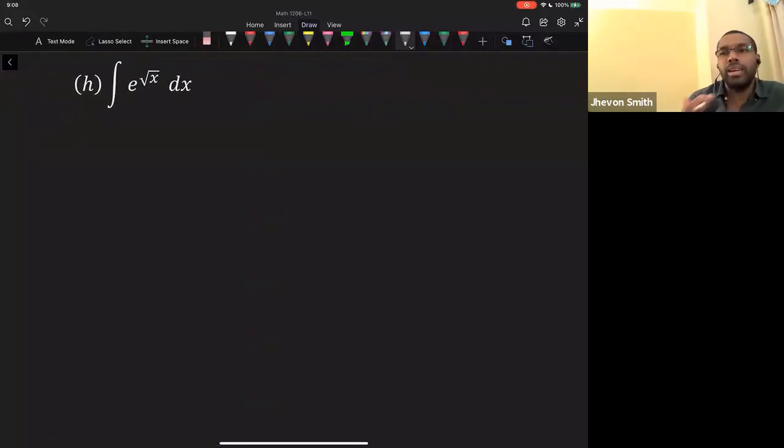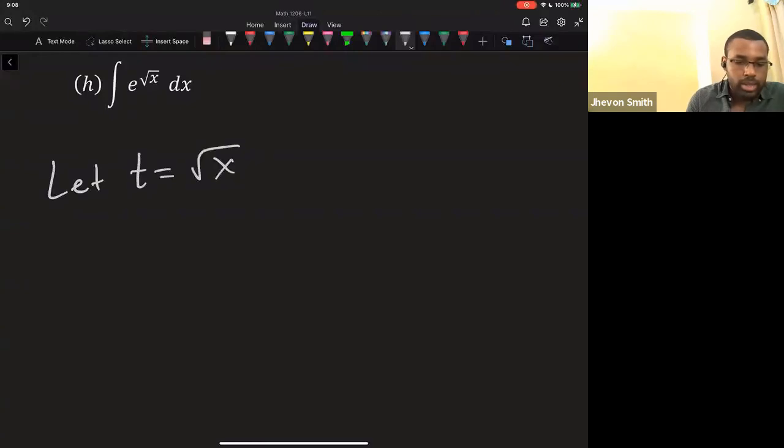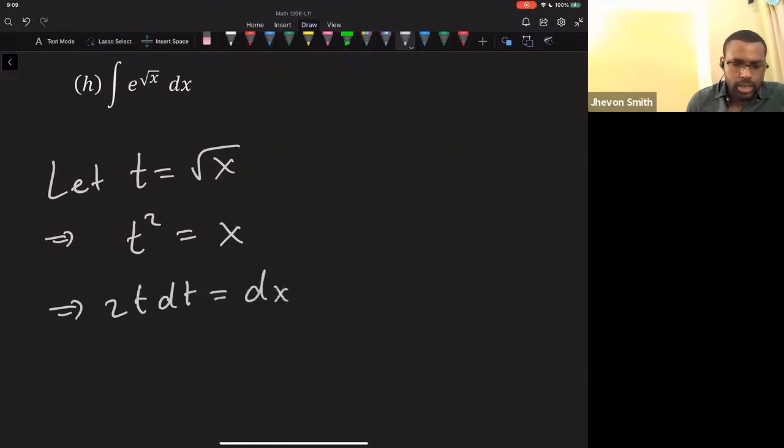But again, with substitution, you'd realize the thing that's making it complicated is the radical in the power. So what you can do is I'm going to use a t substitution. And you'll see why in a second. Let t equals radical x. This means that t squared equals x. This means that 2t dt equals dx.